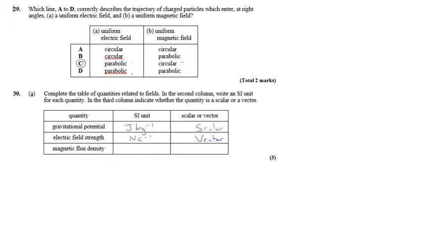Magnetic flux density is measured in teslas. Because for magnetic flux density the direction is important, this is also a vector quantity. Magnetic flux, on the other hand, is a scalar.